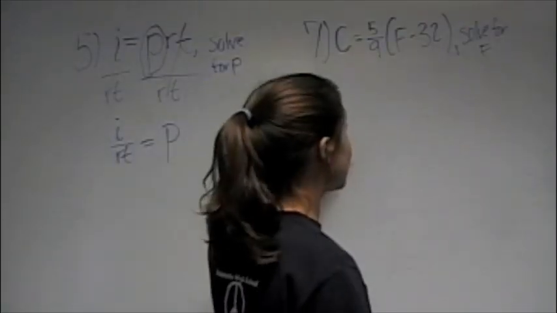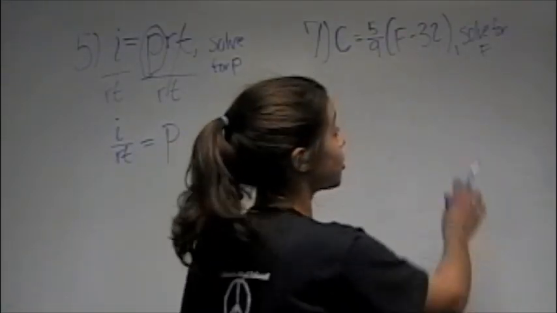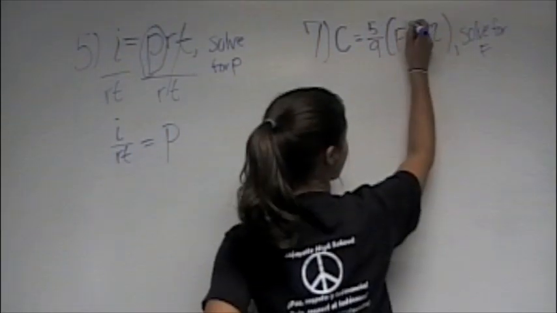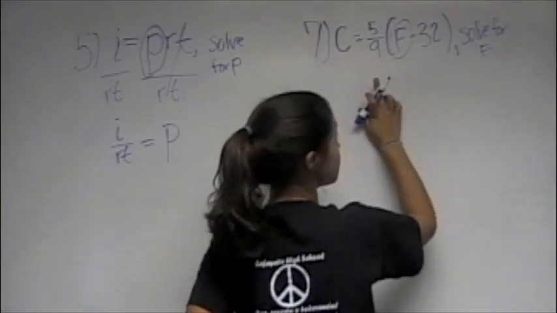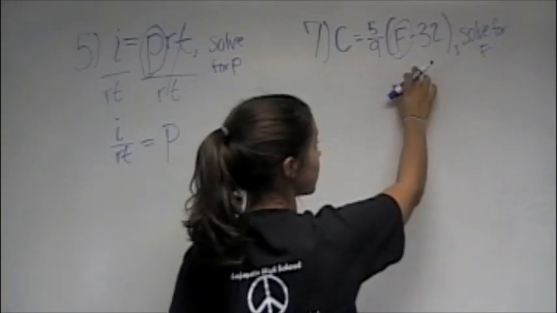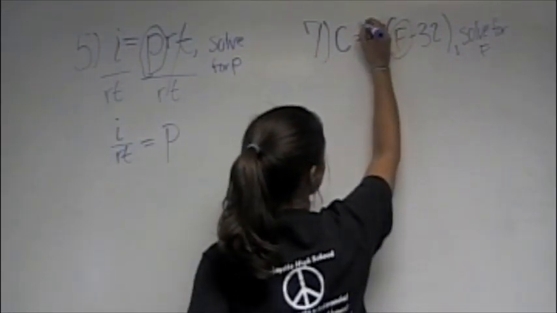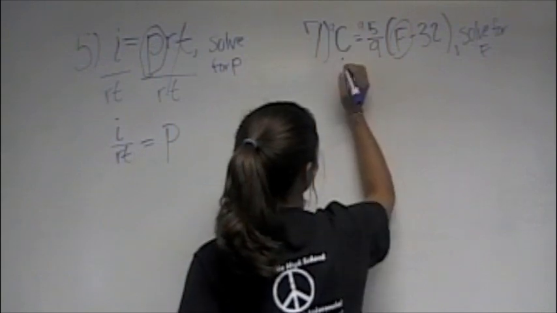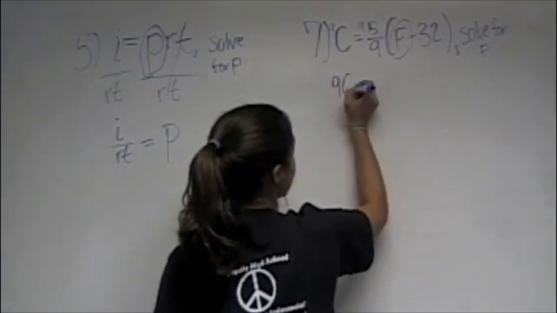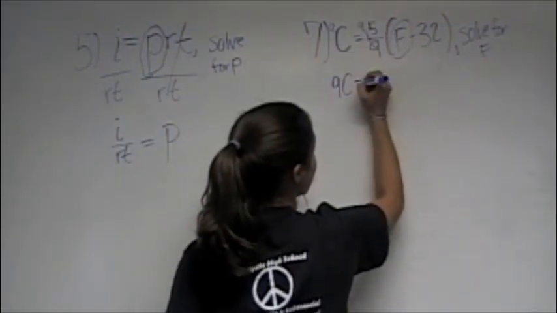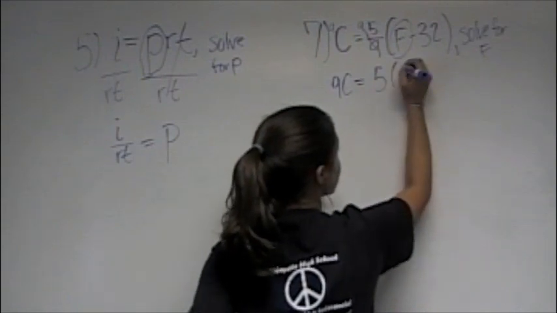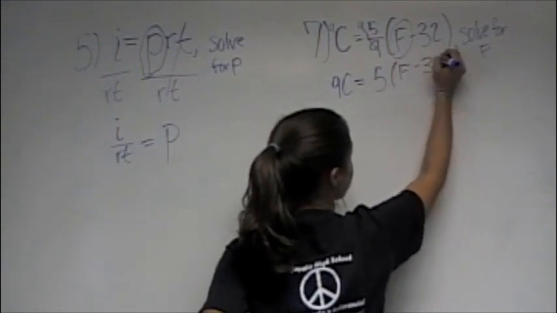Okay, let's look at this problem. We want to solve for F, so we need to circle our F. First we can't get into these parentheses until we get rid of this 5 over 9. So we want to multiply by the denominator, multiply by the denominator. We have 9C, these cancel out, equals 5 times F minus 32.